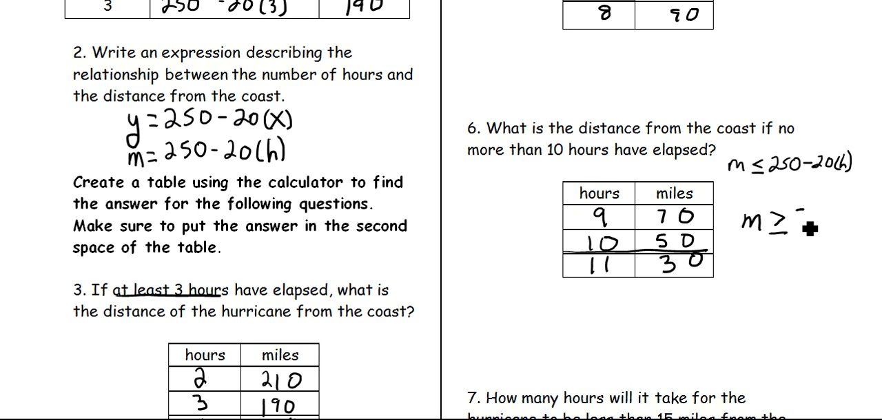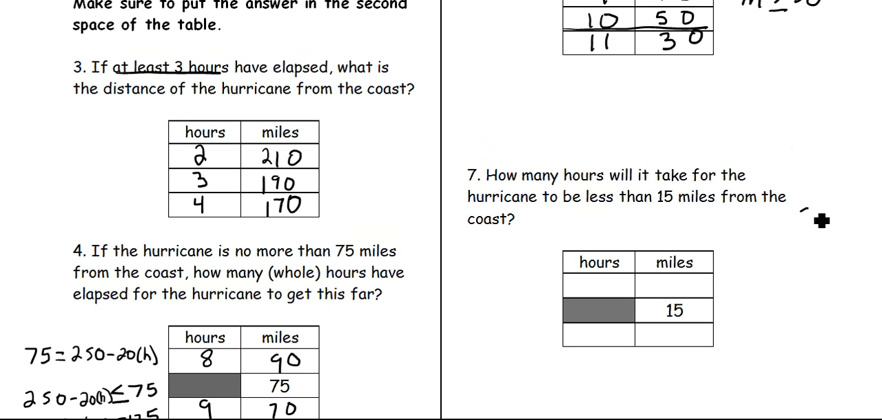Now, how did we end up with this greater than here and it's less than here? Well, let's think about that. If we started to solve this, we would end up with a negative 20. And when you divide by a negative number, what do you have to do to the sign? You need to change it. It needs to become the opposite. So that's how our miles must be greater than or equal to 50. All right.